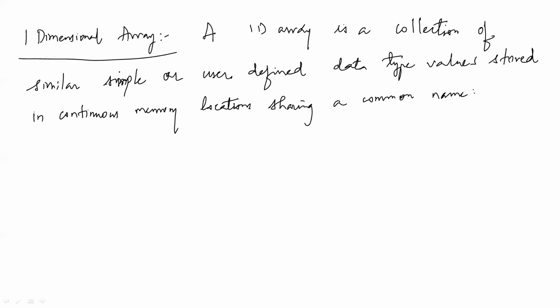Those values, right? So similar data items, those data items we are specifying here. It can be a simple data item or a predefined data item or primitive data item or user-defined data item. Collection of those items means, for example, collection of integers. Your integer is a predefined data type or a simple data type.